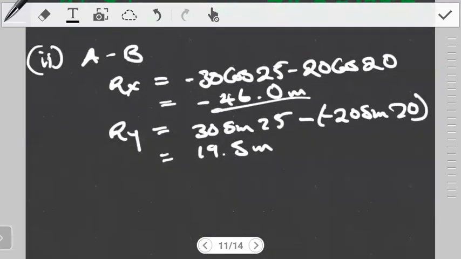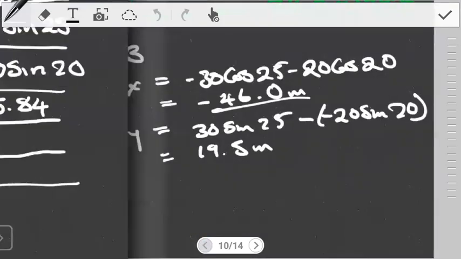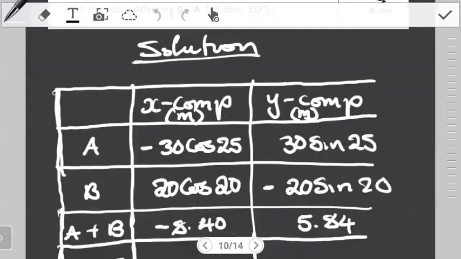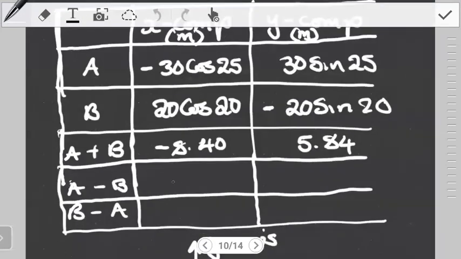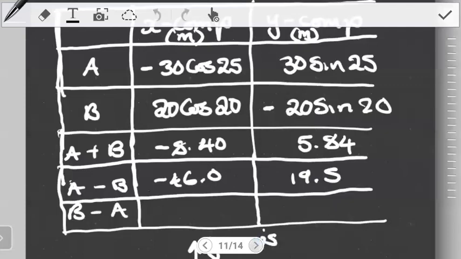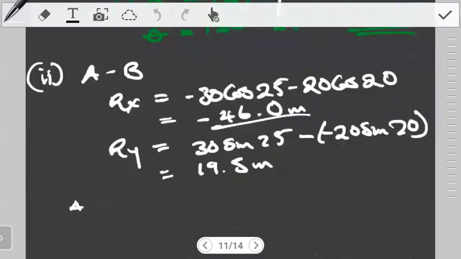So once we get the components, we can fill them in our table. For a minus b, the x component comes out as minus 46.0, and then the y component comes out as 19.5. From here, we can then combine the components to get the resultant.